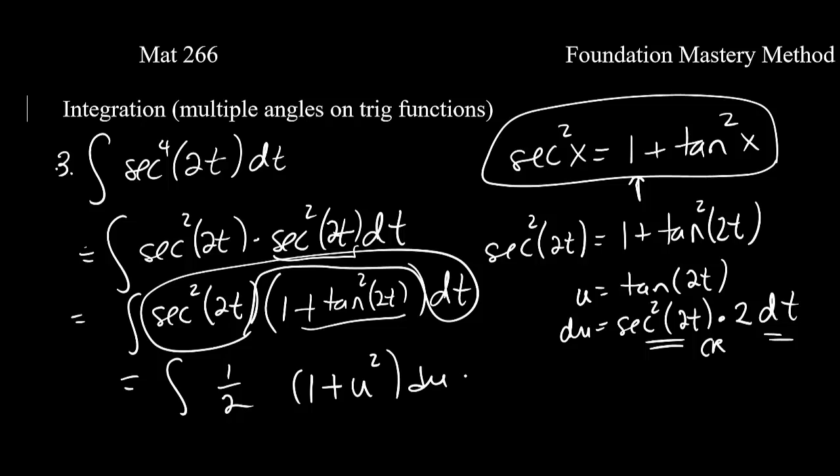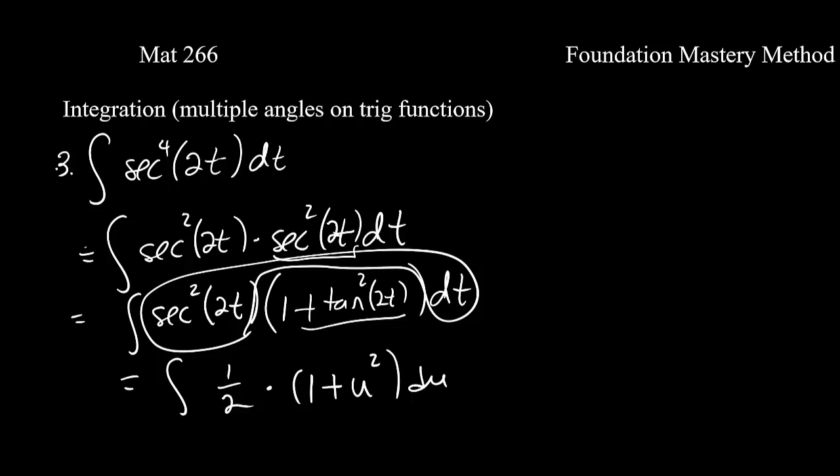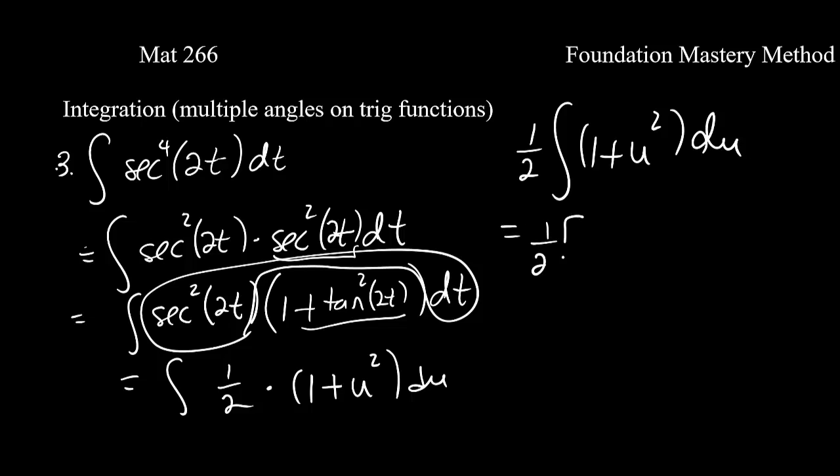So this now becomes the integral of 1/2 times the quantity 1 plus u squared. And now this is something that we can integrate. We can put the 1/2 out front, so we'll have 1/2 times the integral of 1 plus u squared du, and this becomes 1/2 times u, the antiderivative of 1 with respect to u, plus u cubed times 1/3, plus a constant of integration.